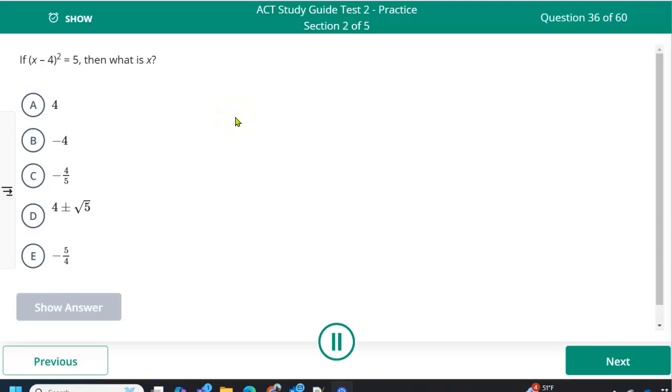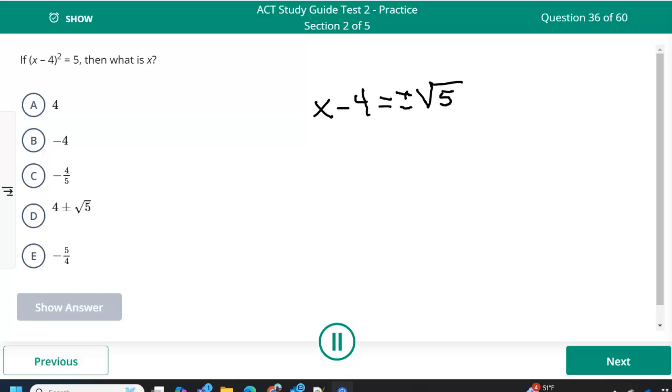If x minus 4 squared equals 5, then what is x? Okay, let me think. What's the best way to show this here? Well, x minus 4 squared equals 5. So x minus 4 equals the square root of 5. But really, it equals plus or minus the square root of 5.